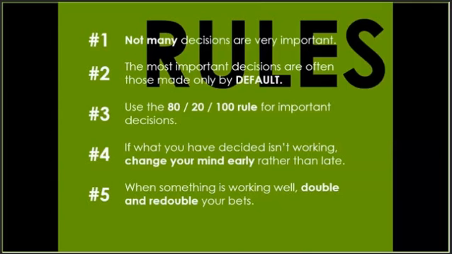Rule 4, if what you have decided isn't working, change your mind early rather than late. Be proactive, seeking problems rather than solving them. And again, this is emphasize the experiment and test new ideas and approaches. Rule 5, when something is working well, double and redouble your bets. This is your opportunity to go big and bold. Like an investor in a startup, most will be duds, but it just takes one home run to flip that script.